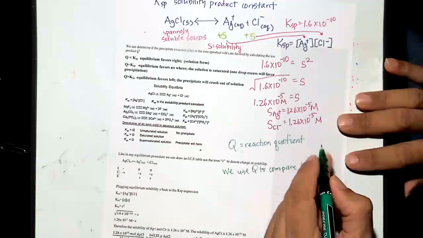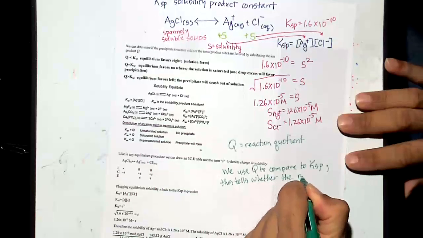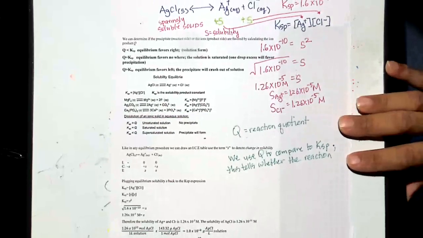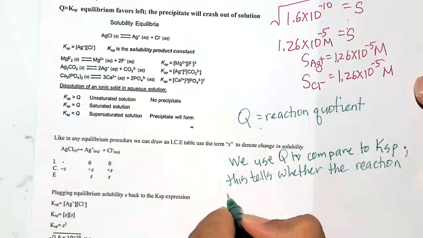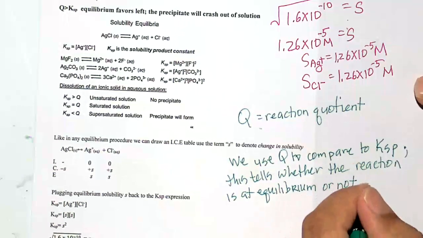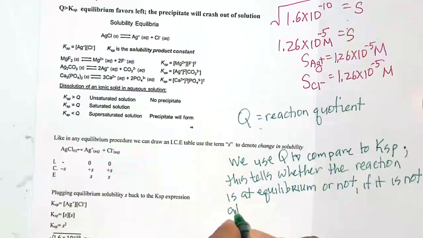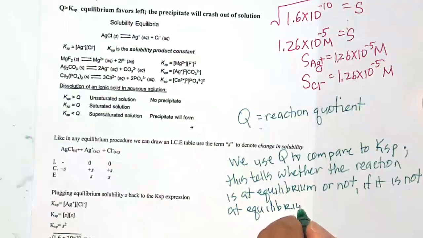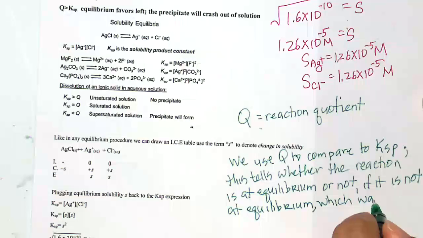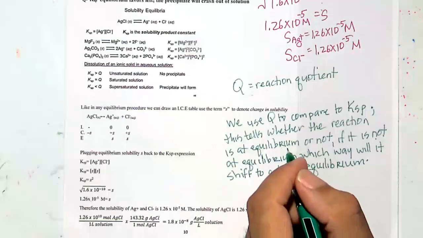And this tells us whether the reaction is at equilibrium or not. And if it is not at equilibrium, which way will it shift to get to equilibrium? So we will use Q and compare it to Ksp.